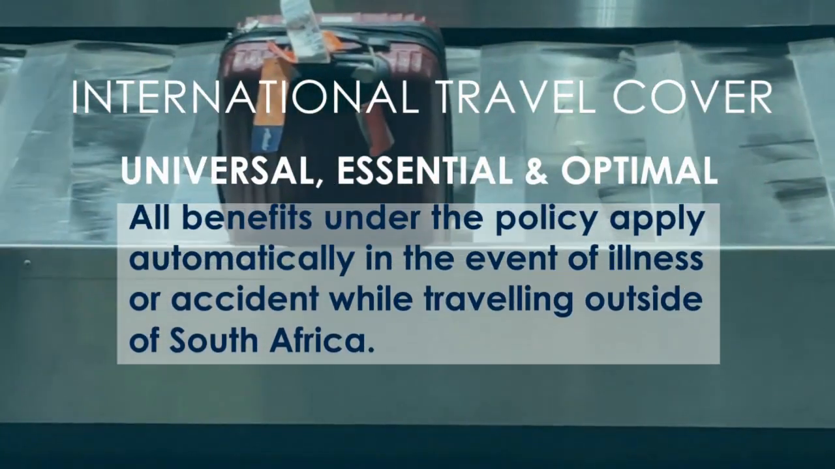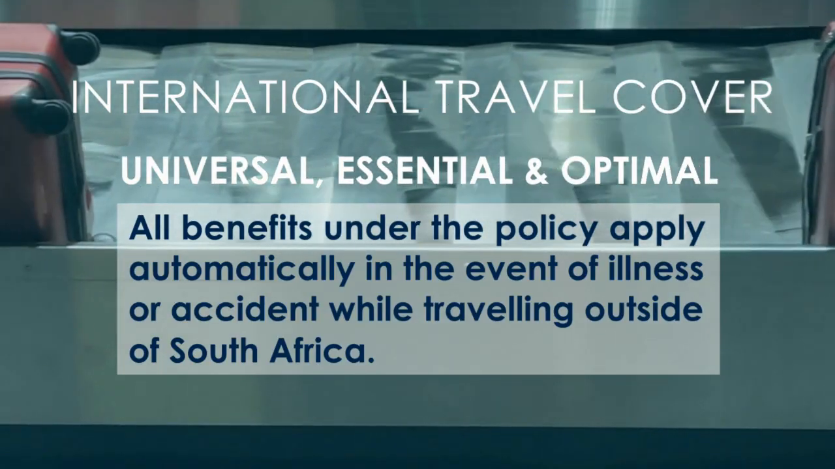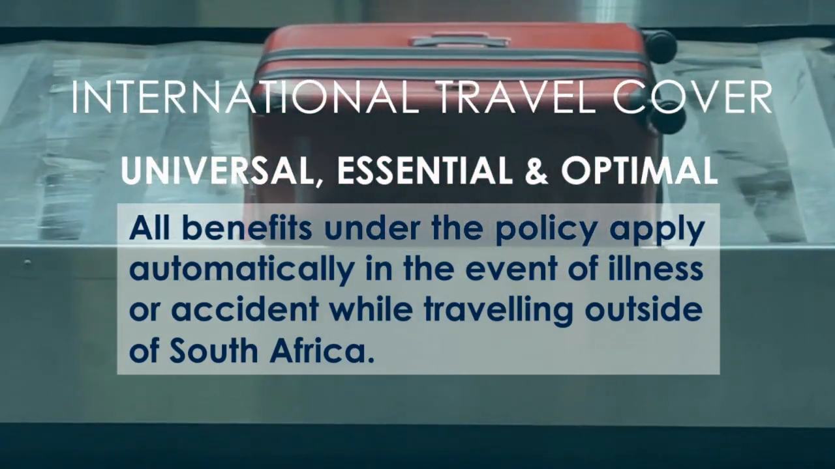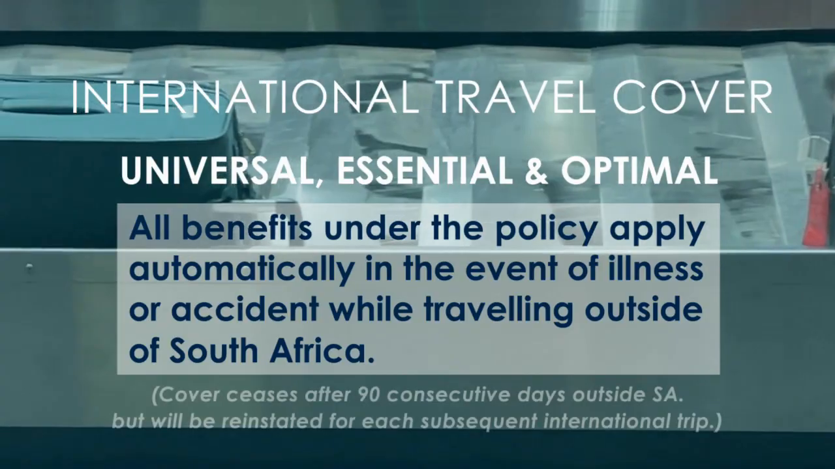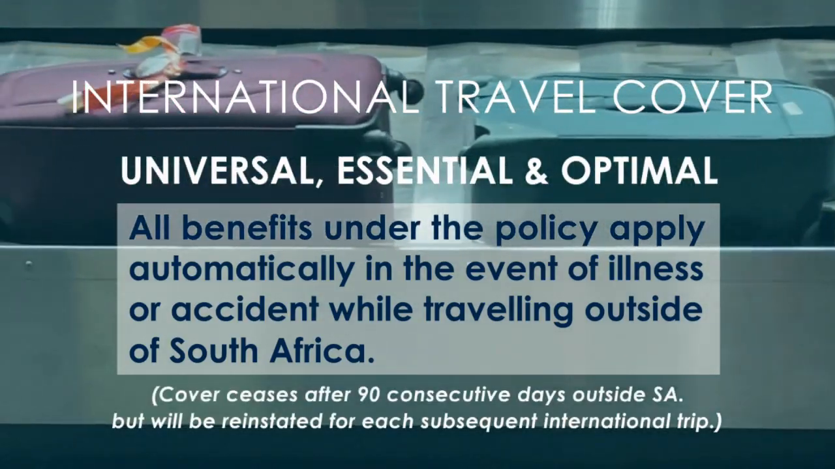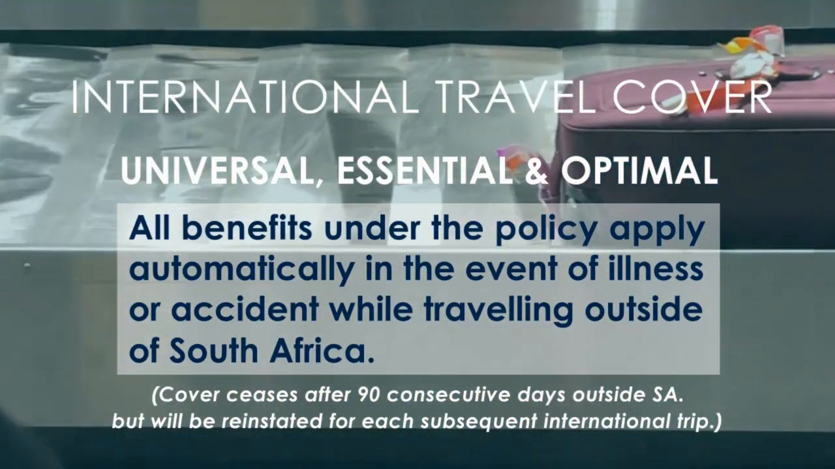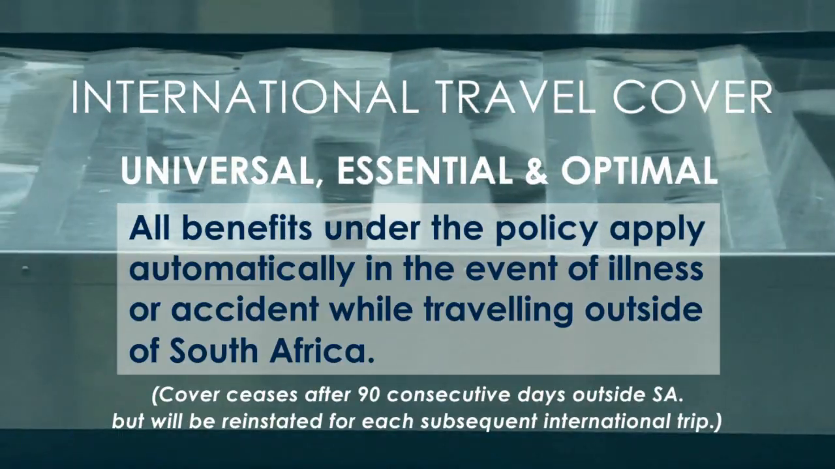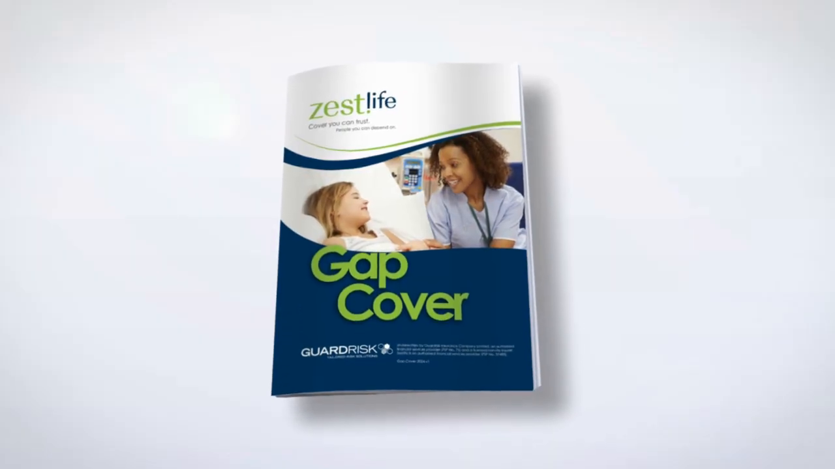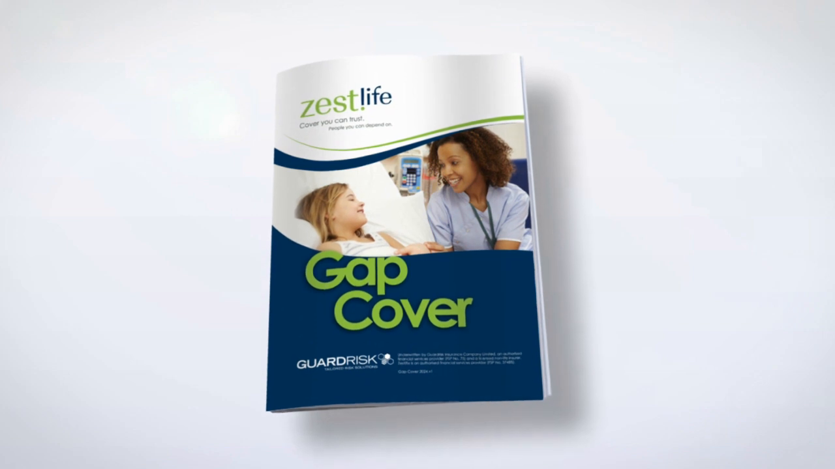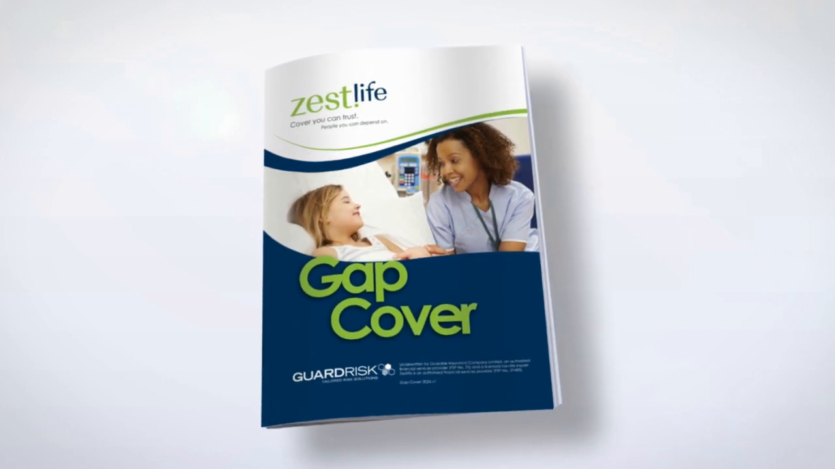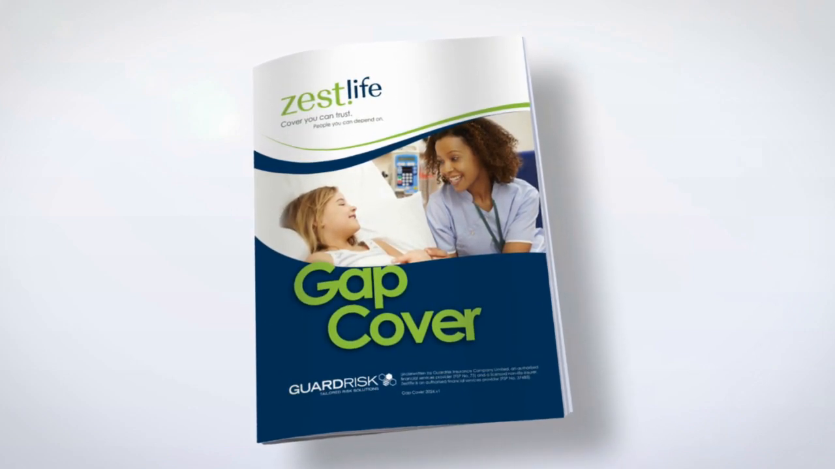International travel cover is provided for all benefits under the policy to cover accident and illness claim events that occur while traveling outside the borders of South Africa. In addition to the medical expense shortfall and co-payment benefits we've discussed, your policy provides the following health insurance cover.